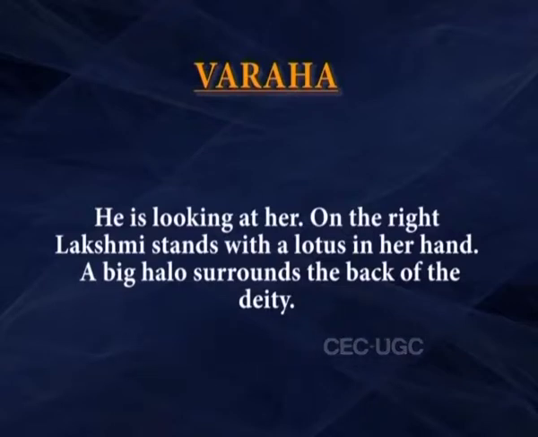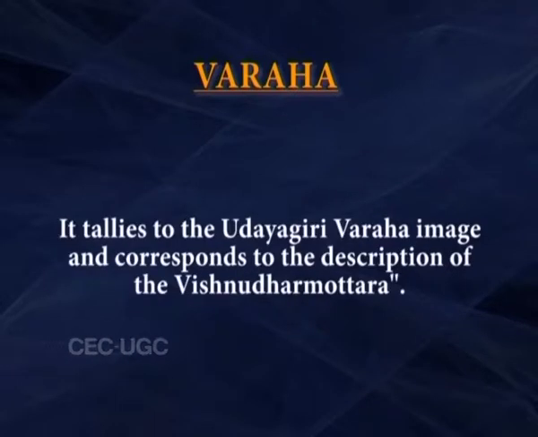A big halo surrounds the back of the deity. It tallies with the Udayagiri Varaha image and corresponds to the description of the Vishnu Dharmottara. The late Varaha statue from Deoghar has 4 arms and stands over Adishesha. He wears his usual ornaments. The Prithvi is seated on his back, her left elbow caressing the snout with her right hand.